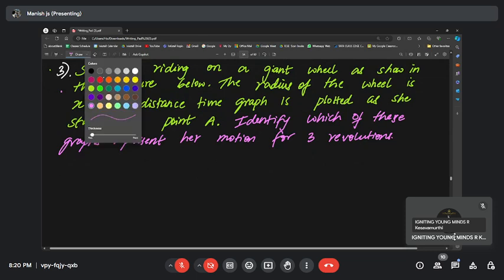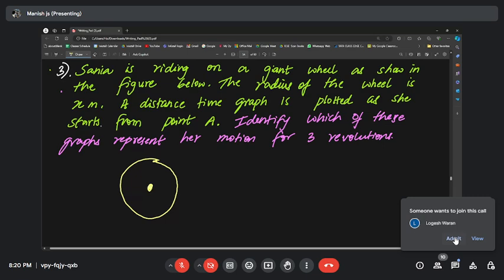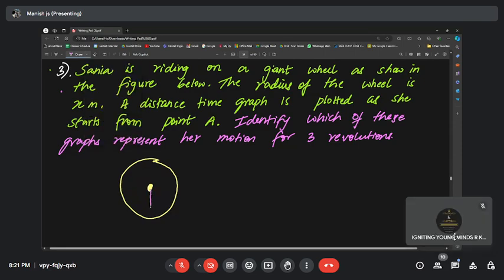So here is the figure. I hope all of you know how a giant wheel looks. So what I'm drawing is a rough diagram. This is a giant wheel, and it is fixed at this particular point. The radius is given, and it is given as x. The giant wheel is placed on the surface of the ground like this. So this is the ground level basically.